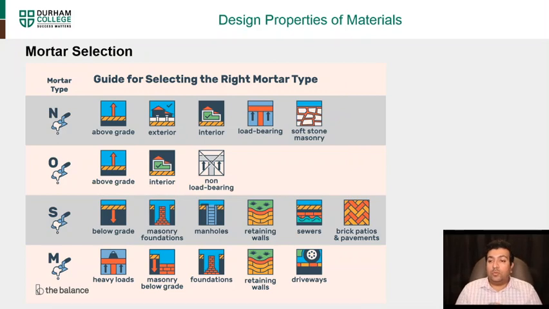Type O is usually used for above ground, interior, non-load bearing work. Type S is used for below grade masonry foundations, manholes, retaining walls, sewer, brick patios, and pavement. Type S is a very common one that we use. Then you have type M, which is used for heavy loads, masonry below grade, foundations, retaining walls, and driveways. So this is an important guide for selecting the right type of mortar for which application we use, right?